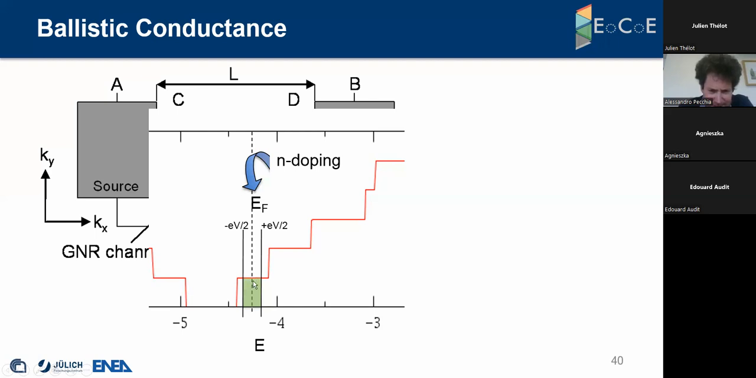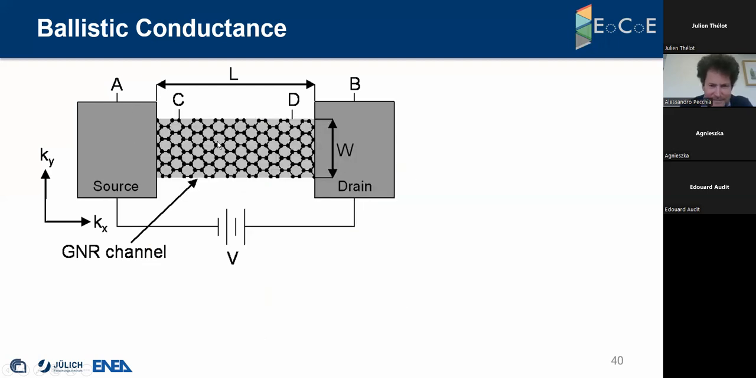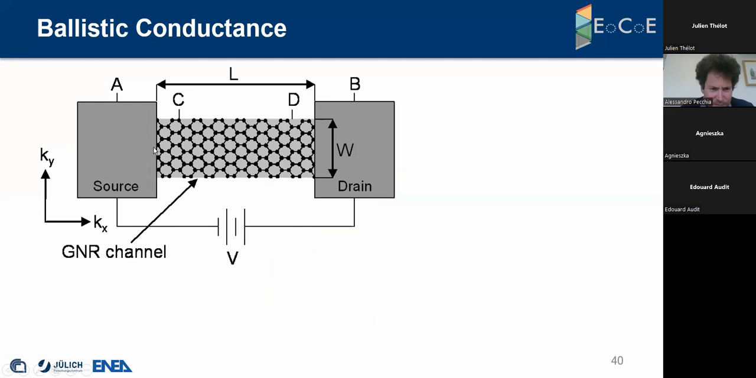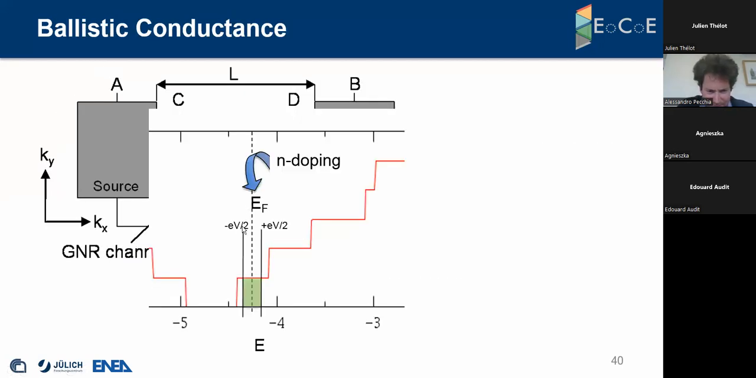And imagine we have a bias applied to the system, a bias applied symmetrically also in this particular case. I assume I apply plus V over 2 on one side and minus V over 2 on the other, thanks to a battery. If you ground one of the two, it would be V on one and zero on the other. But let's keep it more or less intuitive and simple. You have the Fermi level in between and the bias window across.